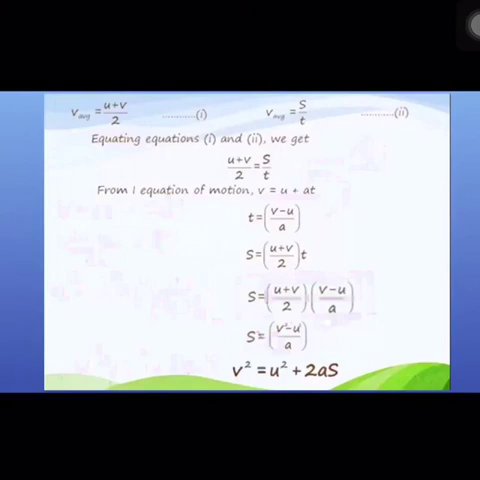And now we are left with the last topic of the lesson, that is uniform circular motion, which we will discuss tomorrow. And meanwhile, you all practice these equations, because by practicing only you will get to know these equations well.